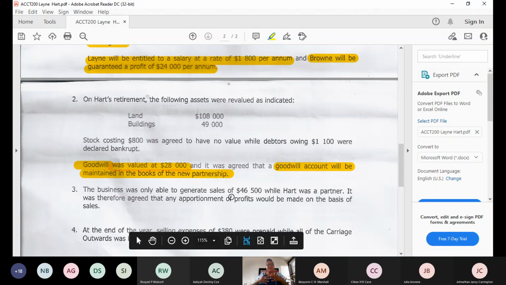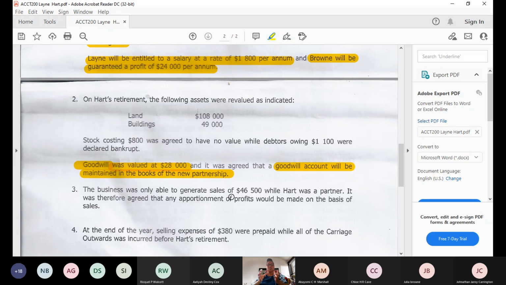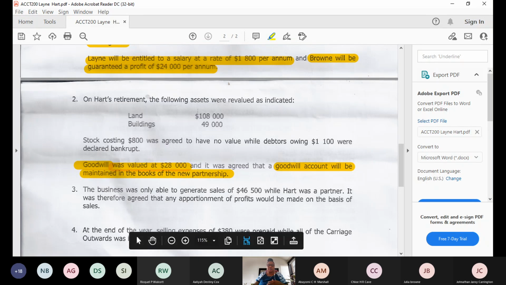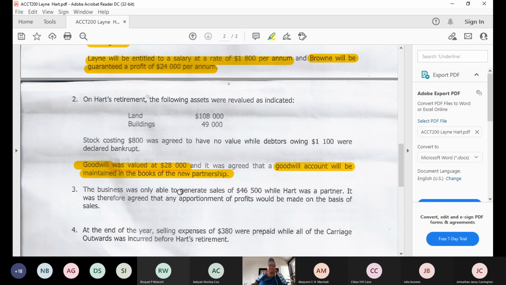So we're going to be having discussions about what you do when the goodwill account is maintained in the books of the partnership versus when the goodwill account is not maintained in the books of the partnership. So again, that is why you have a PowerPoint presentation on such. So you have a PowerPoint presentation on revaluation of assets, and you have a PowerPoint presentation on goodwill. And you also have summary notes on all of these concepts.